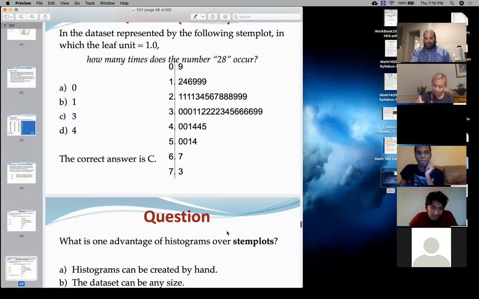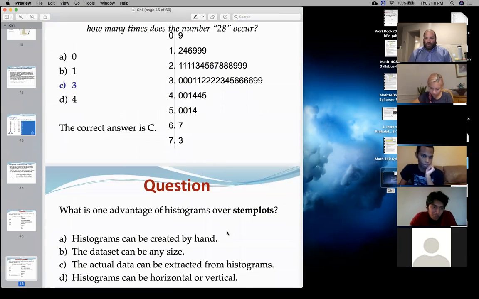So let's move on. What is one advantage of histograms over stem plots? Again, don't go until I say or type go. A, histograms can be done by hand. B, the data set can be any size. C, the actual data can be extracted from the histograms. Or D, histograms can be horizontal or vertical.